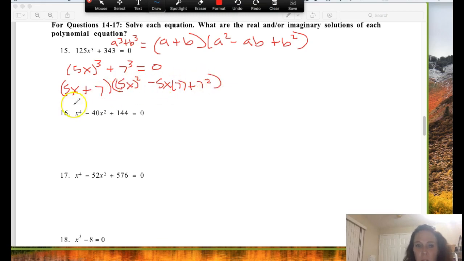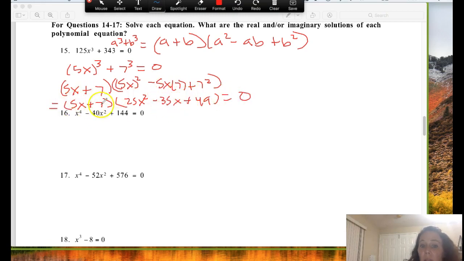So this here is going to be 5x plus 7, and then multiply this out. If I square this, this will be 25x squared, and then multiply this out, negative 35x, and then 7 squared is 49. Now this has a solution. Let's write 0 on this side. This has to be 0 or this has to be 0. I can already see where this is 0.